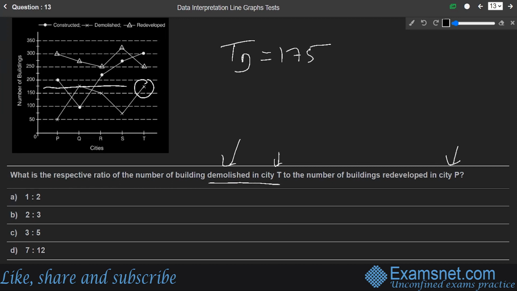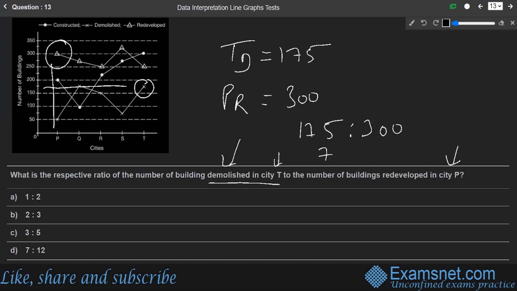Then the number of buildings redeveloped in P. So we are supposed to find P redeveloped. Redeveloped is represented by a triangle. In the line of P, the triangle is here, that is 3, so that is 300. So clearly we are supposed to find the ratio in the same order. So 175 is to 300. We can cut these numbers by 25. 25 goes into 175 seven times, and 25 goes into 300 twelve times. So the right ratio comes out to be 7 is to 12. That becomes the right answer.